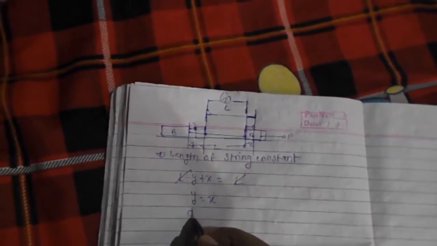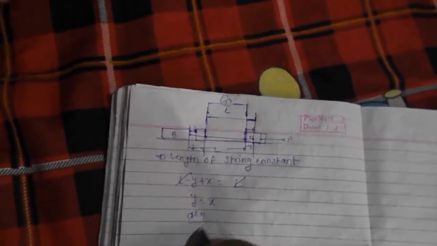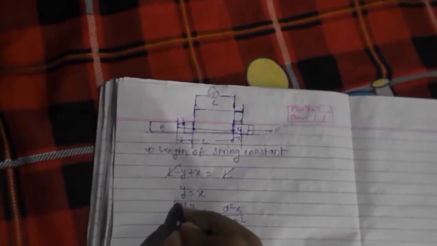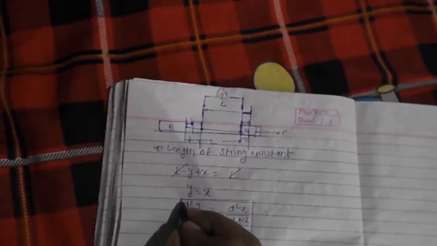So here d2y divided by dt2 should be equal to d2x divided by dt2. It is very simple.